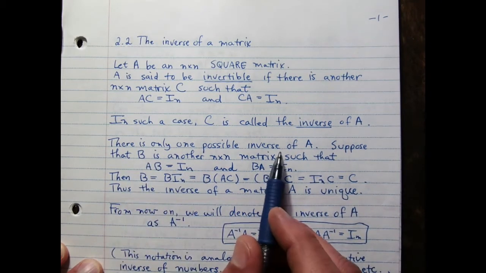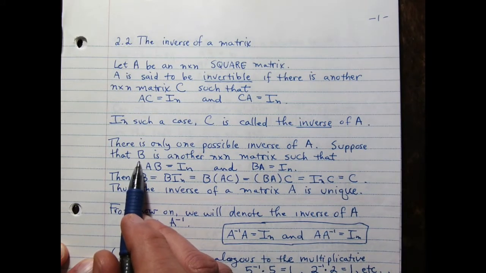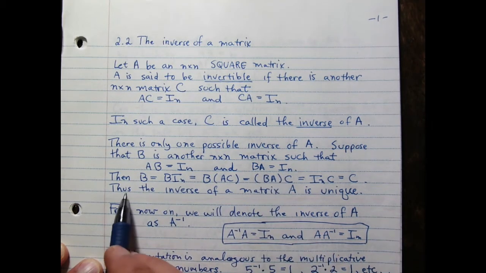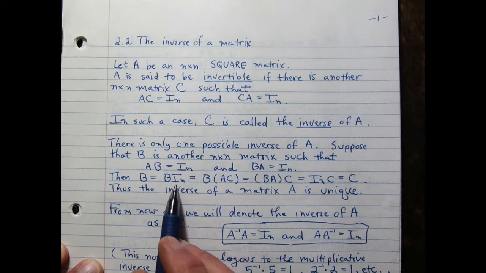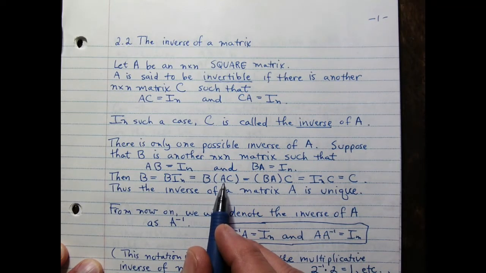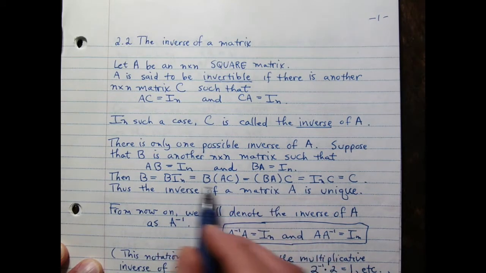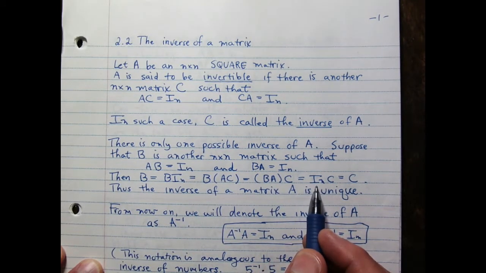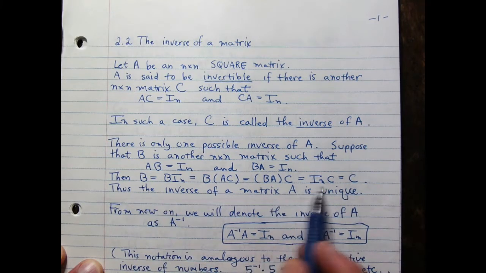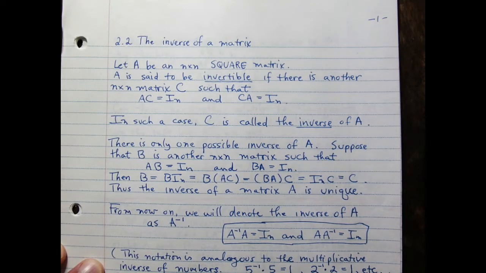Now, there's only one possible inverse of A, because suppose there was another matrix B that satisfied the same property, such that AB equals the identity and BA equals the identity. Well, then B is B times the identity matrix, which is B times AC, which we know from above, which is BA times C because of associativity, and then BA is equal to the identity matrix times C, which is equal to C. So this chain of equalities shows that B would have to equal C. That means if there is an inverse of a matrix A, it's unique.